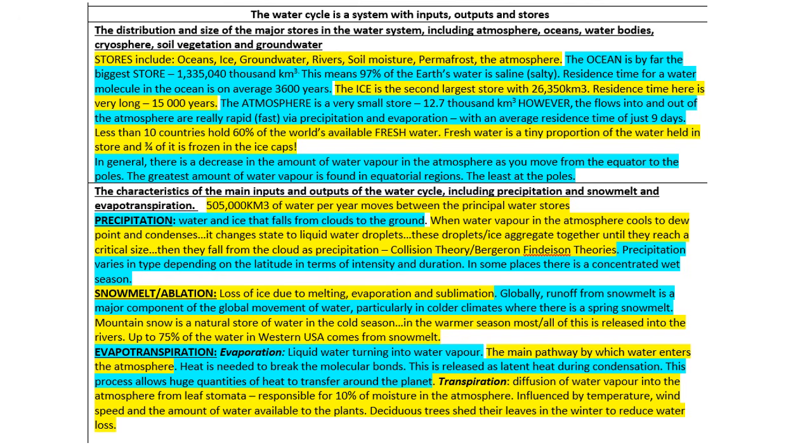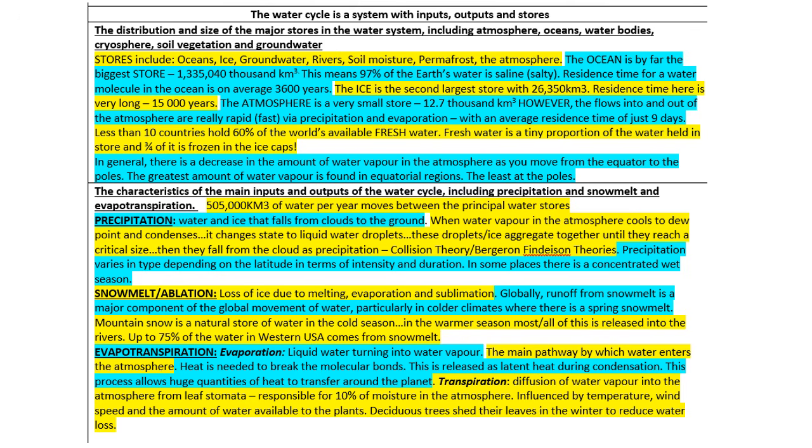Ablation is snow melt, and this is really important for certain parts of the world, like Canada and America in particular, whereby the snow builds up over several months of the winter, and then in the spring it all melts at the same time and all makes its way into the rivers. So snow is a really important store of water in the cold season. 75% of the Western USA's water comes from snowmelt. It's an important source of fresh water for them.